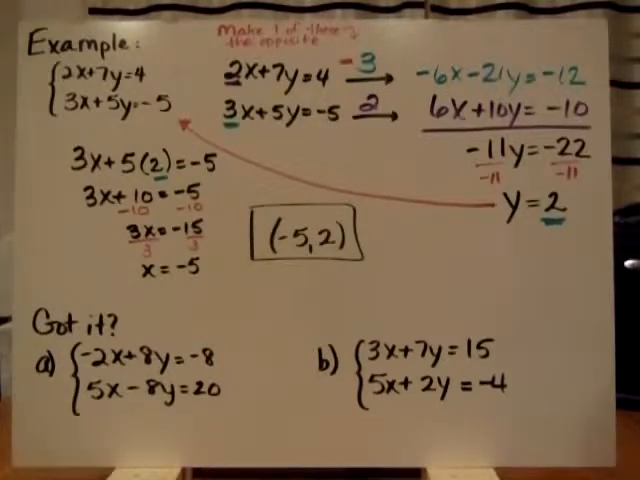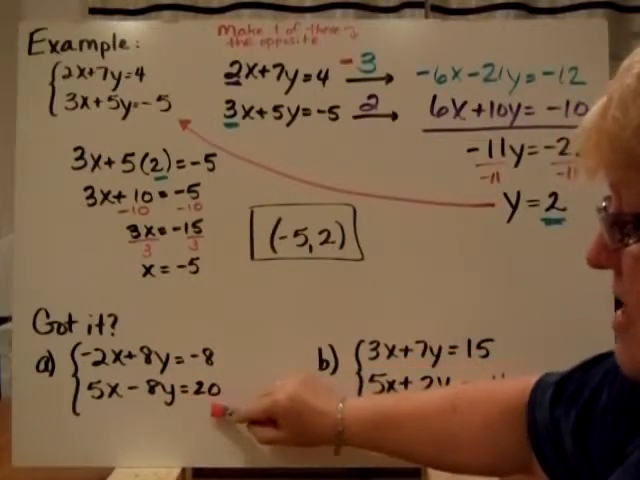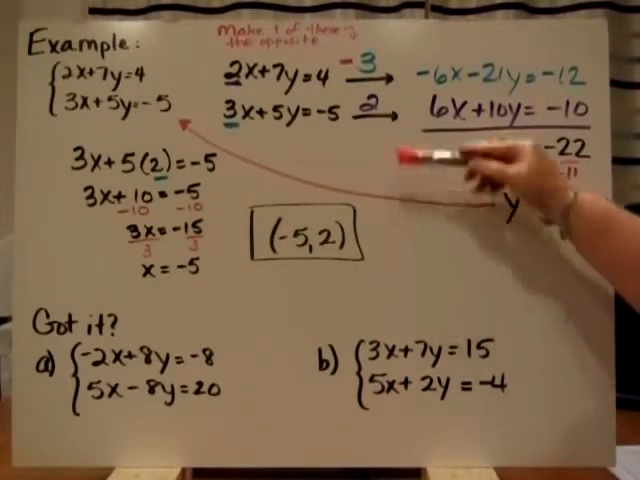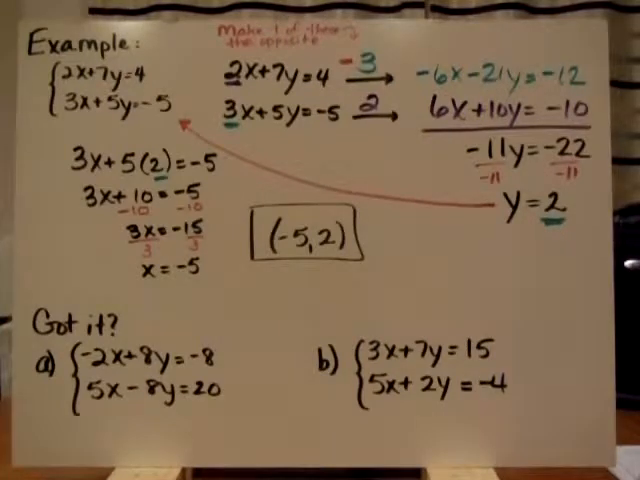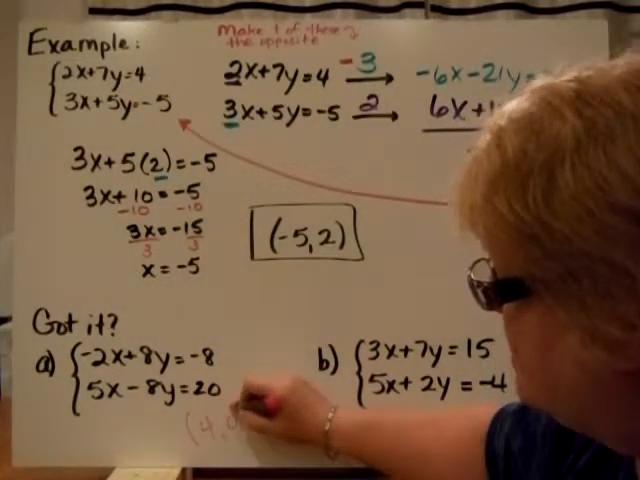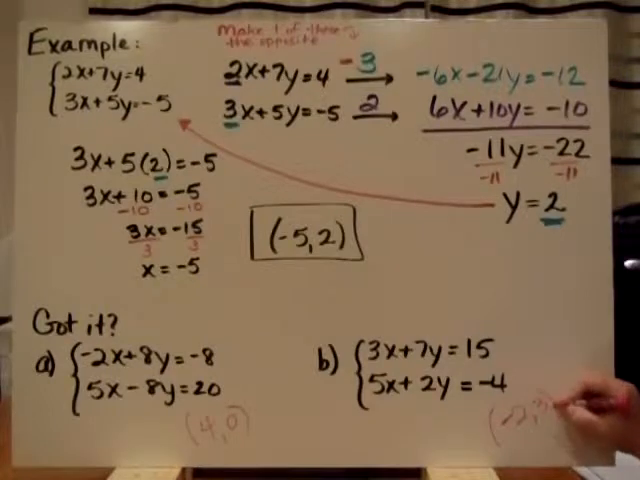On your guide, you have two systems to work. You're going to want to work them the same way we did here because none of your, well, I'm sorry, this one, these are the same but opposite, so you can just add those. This one, these are all different, none of them are 1, so you'll want to work this problem like we did this one up here. And when you work these out, for this one you will get the solution 4, 0. And for this one you will get the solution negative 2, 3.